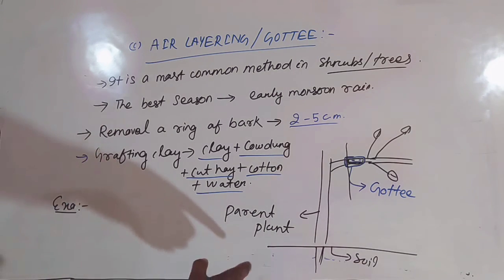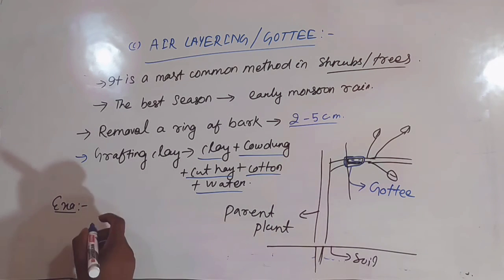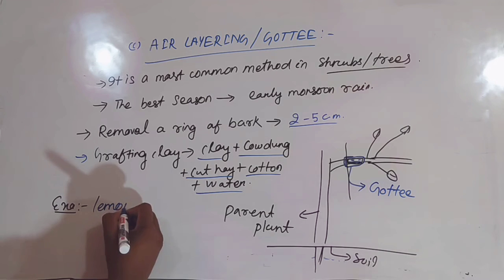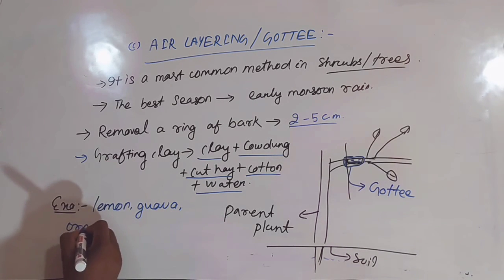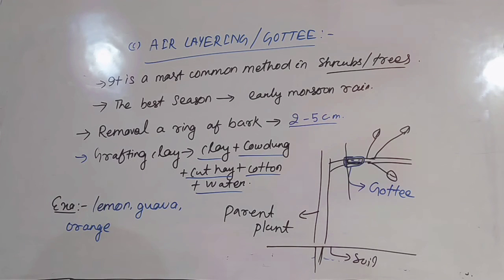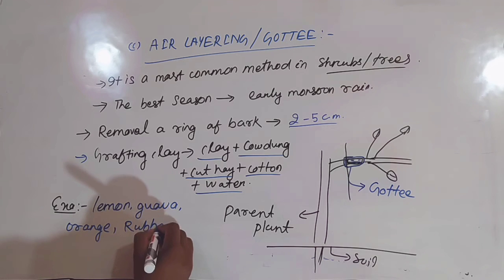Examples of plants: lemon, guava, then orange, and rubber plant. These are the plants.